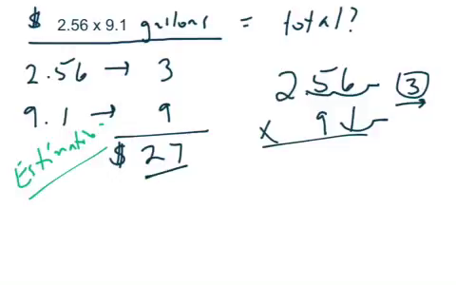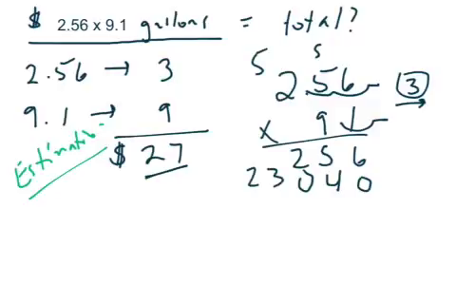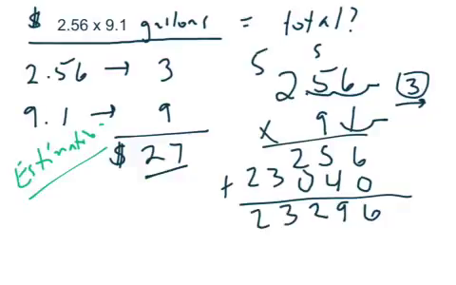1 times 6 is 6. 1 times 5 is 5. 1 times 2 is 2. We're now in the tens place, so keep my 0. 9 times 6 is 54. Carry the 5. 9 times 5 is 45, plus 5 is 50. Put my 5 here. 9 times 2 is 18, plus 5 is 23. I'm going to see what my total is. I get 6, 9, 2, 3, 2. All right, so I get this answer.